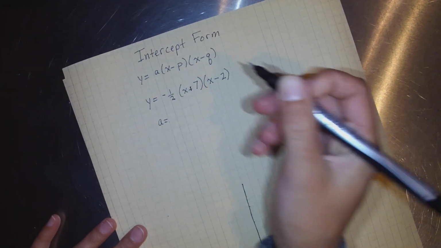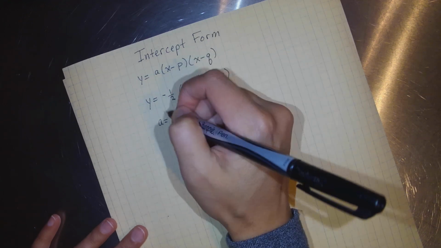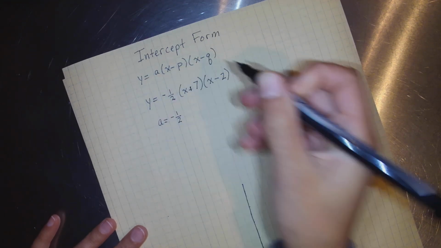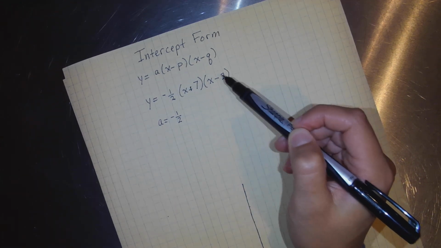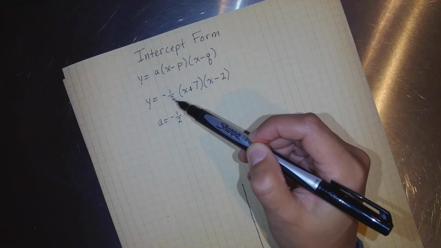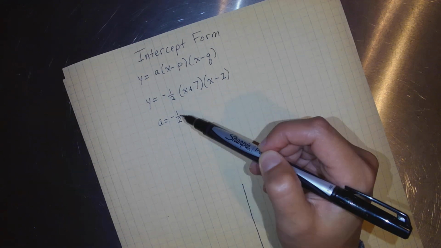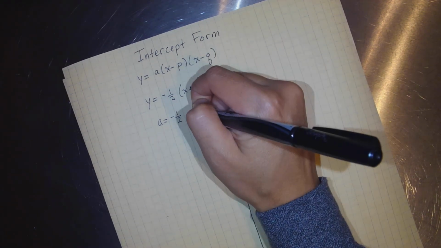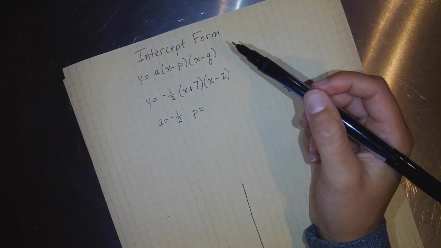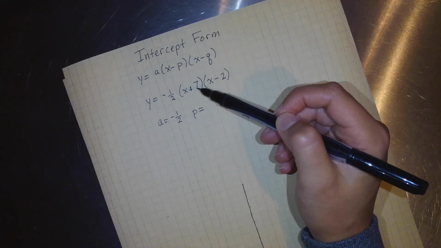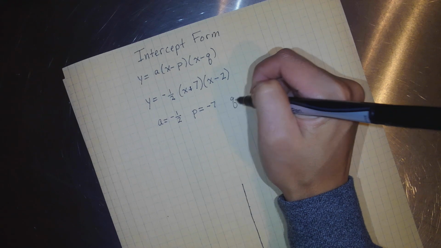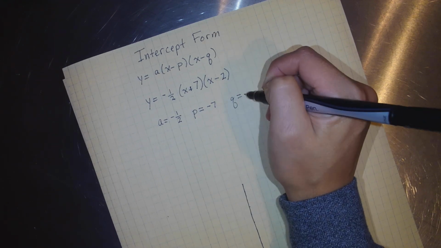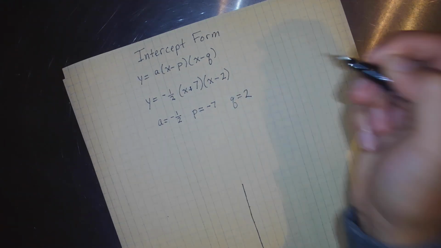Here my a will equal -1/2. Remember this number in front, since it's not in the parentheses with the x's, the sign does not change. So this is just -1/2 and stays the same. For our p value, that's going to be the opposite. Here I have +7, so p will be -7. Here I have -2, so q will be +2.